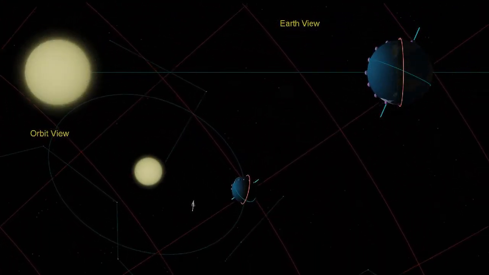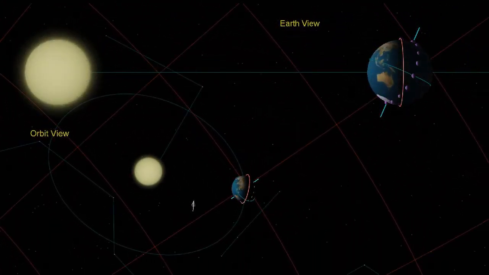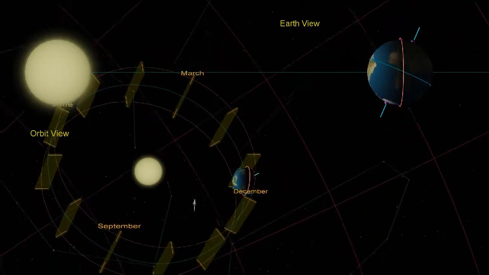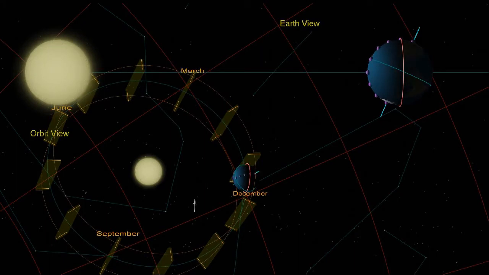Now the seasons are very much related to our calendar. I'm going to put markers around the orbit of the Earth indicating the different months. With Southern Hemisphere summertime, Northern Hemisphere wintertime, the Earth in its orbit is sitting in December.